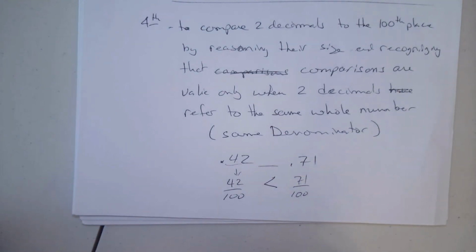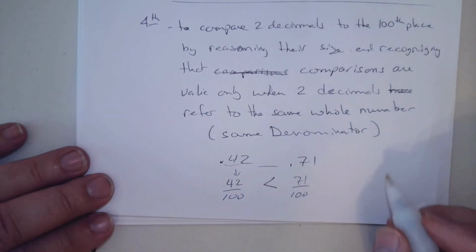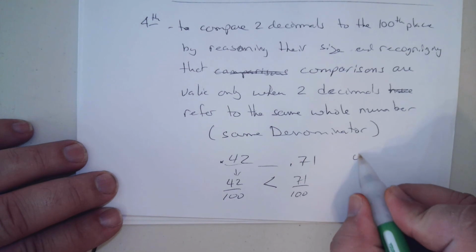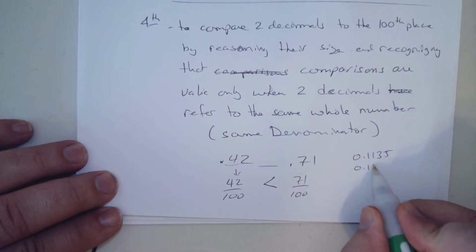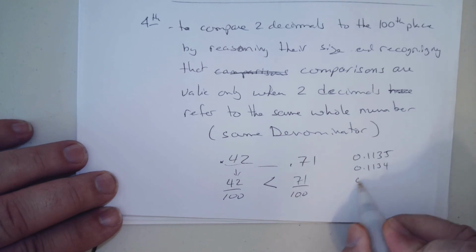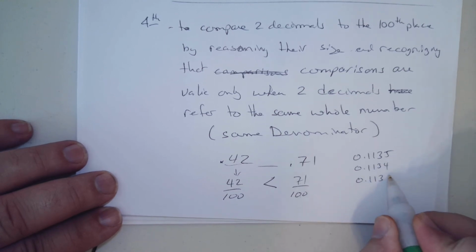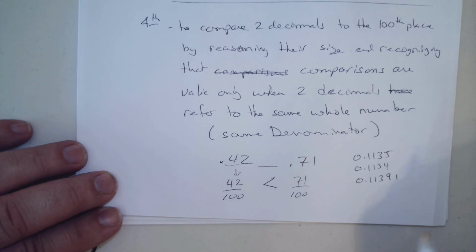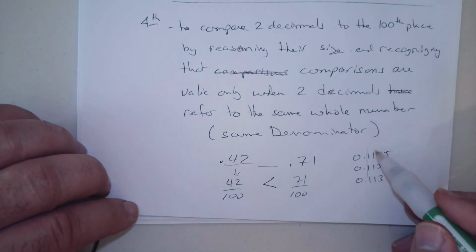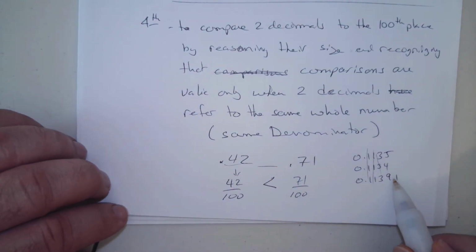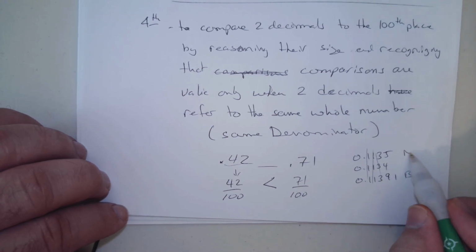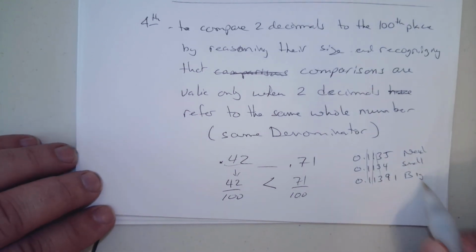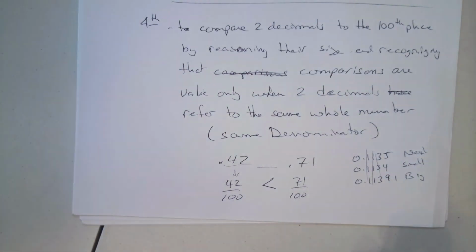And if you have a series of numbers, compare digit to digit to digit. There's 0.1135 as opposed to 0.1134, 0.11391. Yeah, so they all have the first set of numbers. So the bigger number, this is the biggest, the next, and the smallest. Because compare number by number.